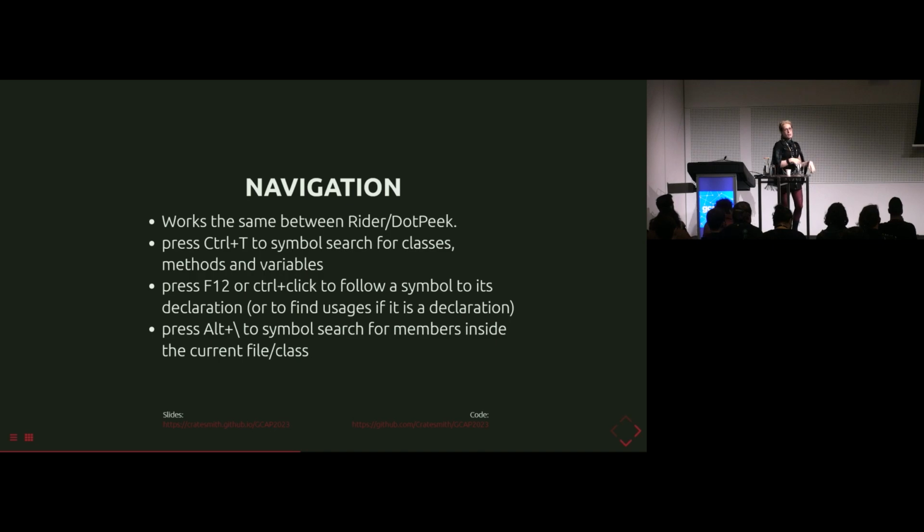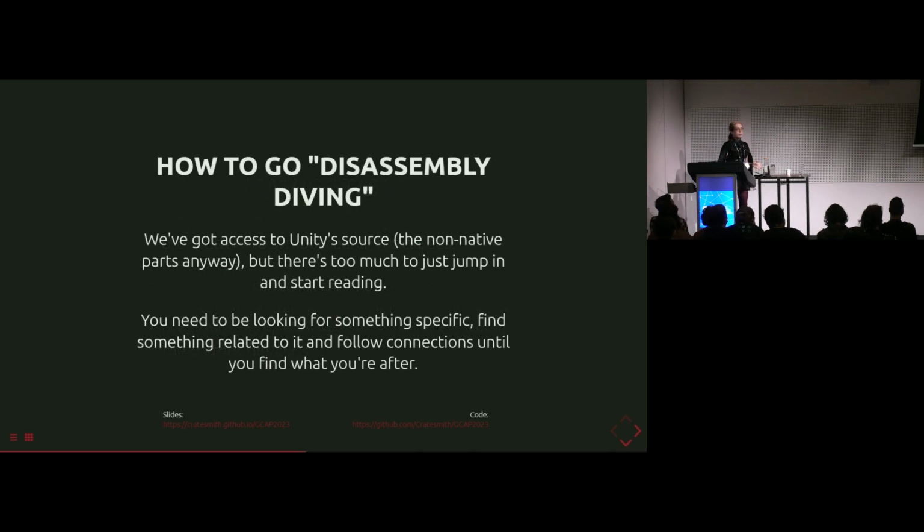That's exceptionally useful because we're not walking around the code and reading lots of code. We want to jump around a lot when we're doing this. And finally, Alt-slash: if you're in a file, and one file in disassembly is generally one class, it searches through the members of this type. We will use that a lot too. So what we're going to do is start disassembly diving. I sometimes call it drilling. I'm not good at naming things. We've basically got full access to Unity's managed source code, but there's too much for us to just jump in and start reading. It's interesting, but it's not going to solve any problems.